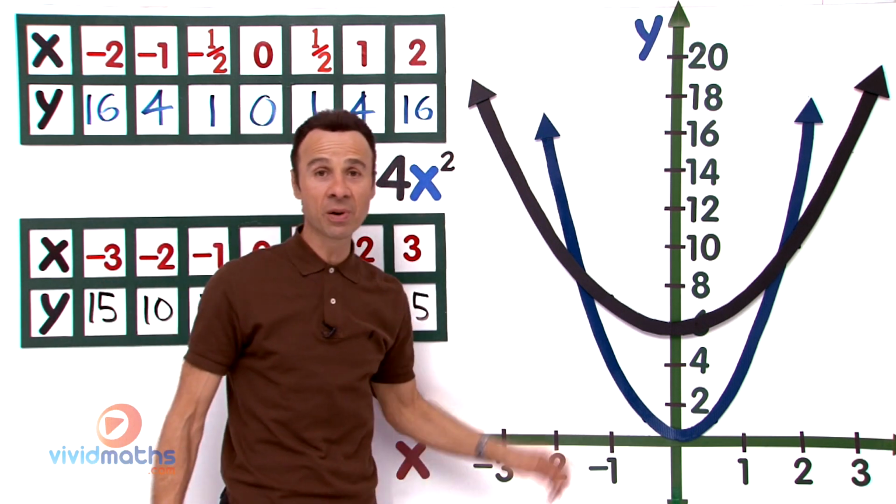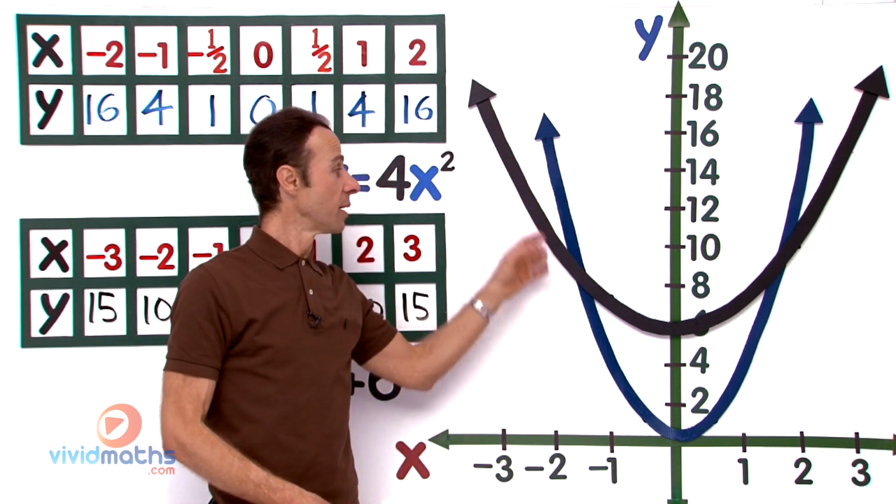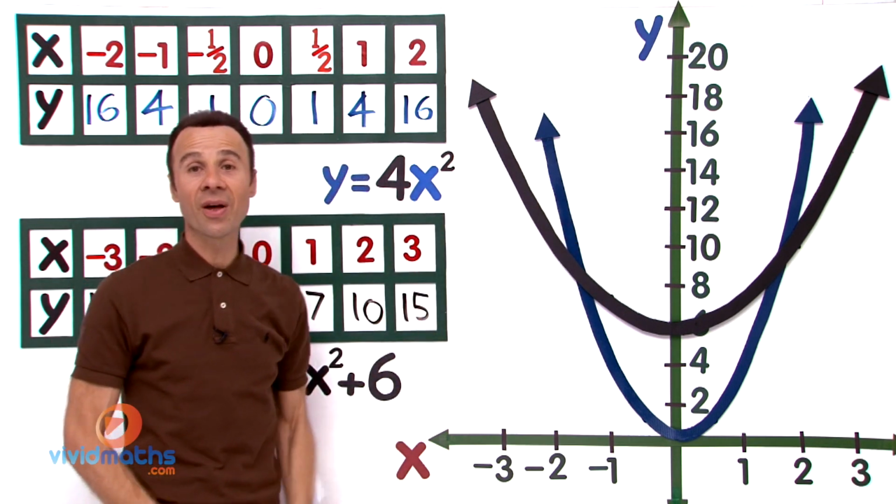So that's our two parabolas, and the difference between them is that this one is wider and this one here is narrower. The blue one over here is 4x squared. So that's how you draw them.